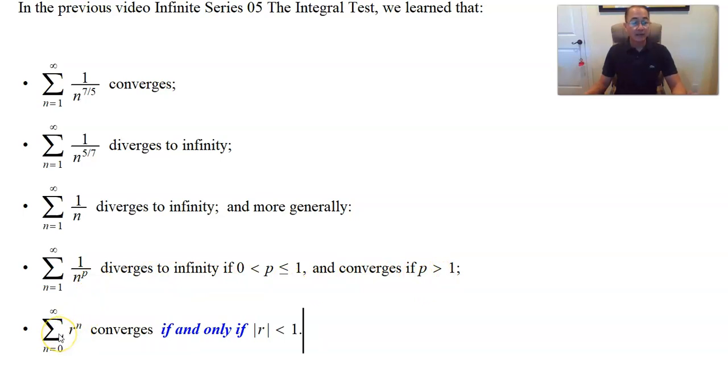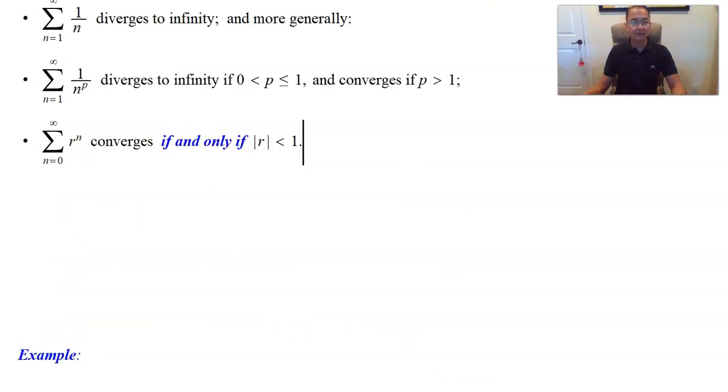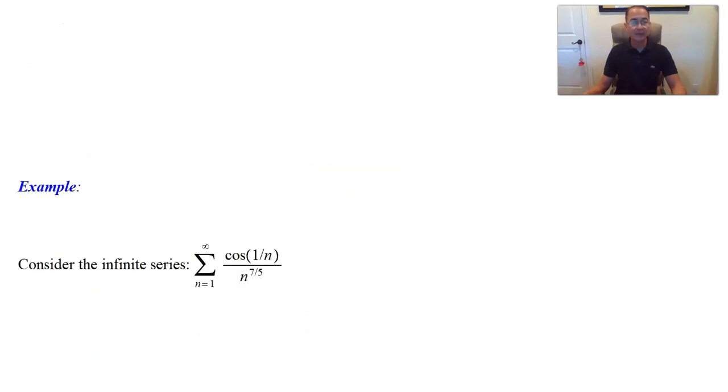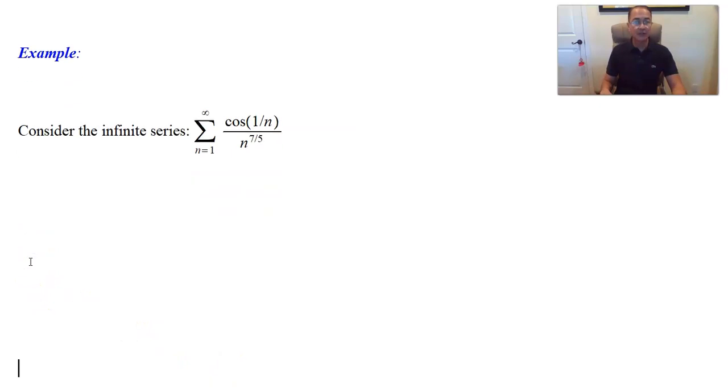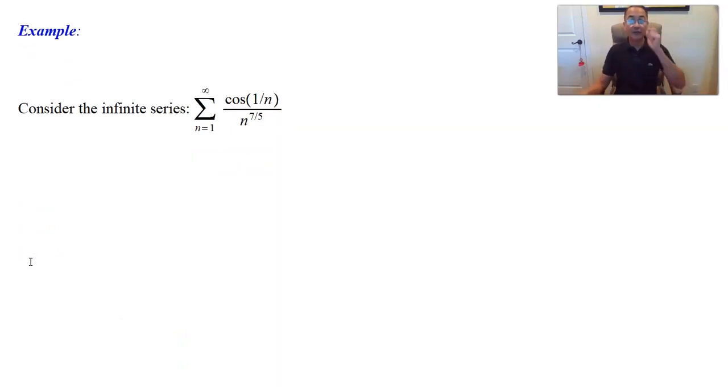Now, we might also need the geometric series. And we know that these geometric series converge if and only if the common ratio r is less than 1 in absolute value. So we mentioned that in the first part of our video. Okay, so let us consider as our first example this infinite series: summation cosine 1 over n to the 7/5. Okay, so we have n to the 7/5 from our previous example.